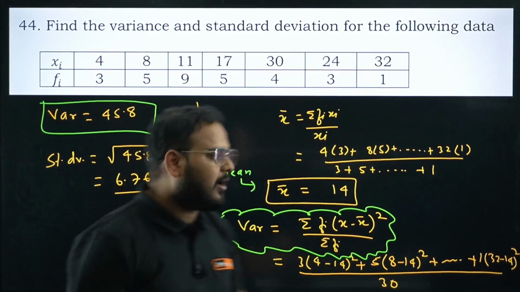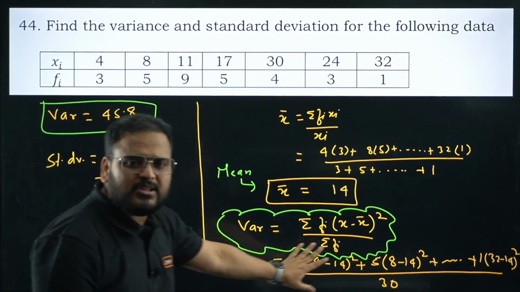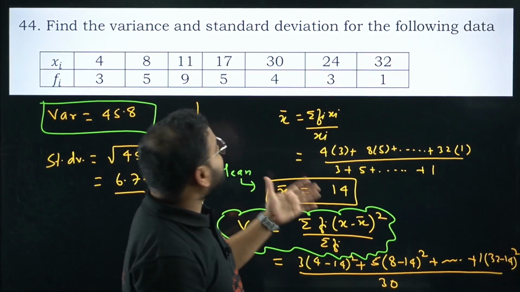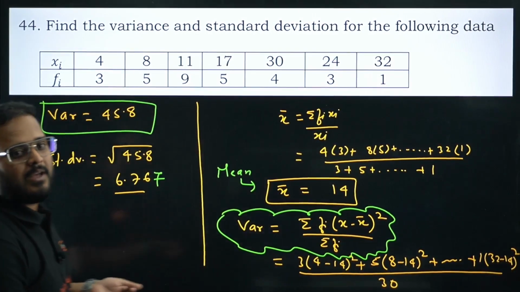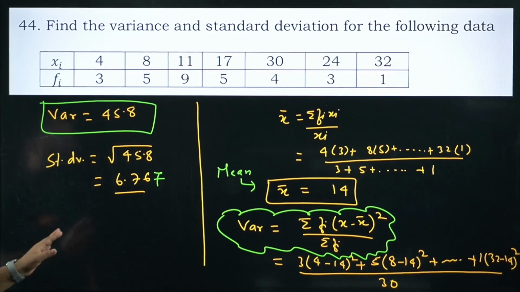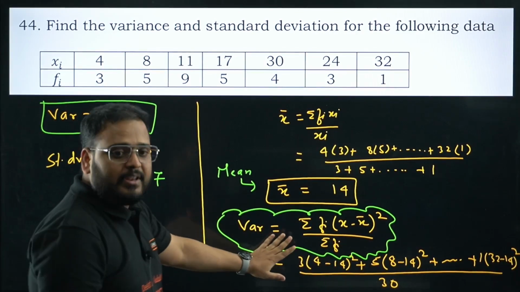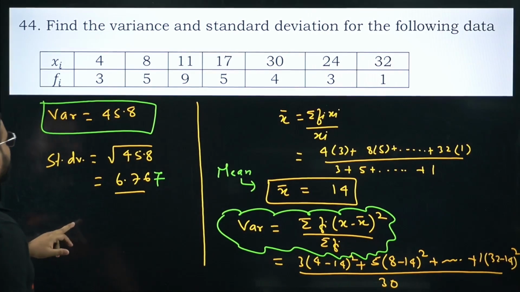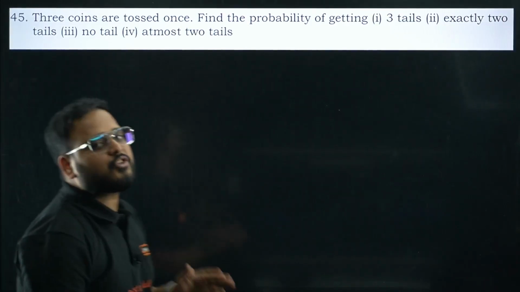I hope you get it, right? Very simple question actually, but a little calculation is there. You can do that, not a problem. This question carries 5 marks, so very important. Have a look. This is clear, right? Formula for variance, and formula for standard deviation is the root of variance. Please check. Okay, let's move on to question number 45 now, the last question of the 5 marker.